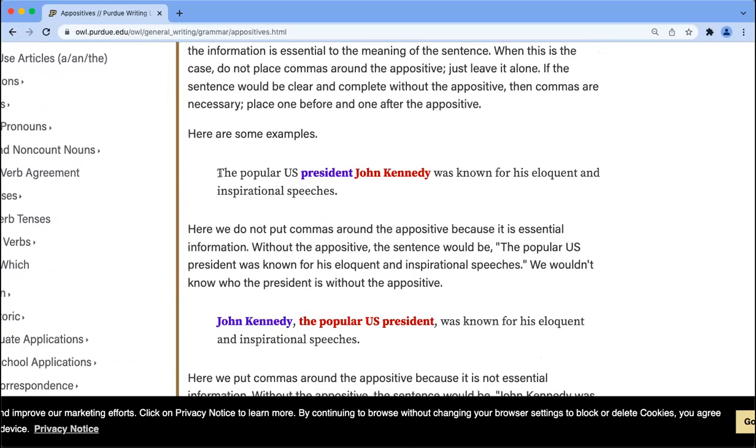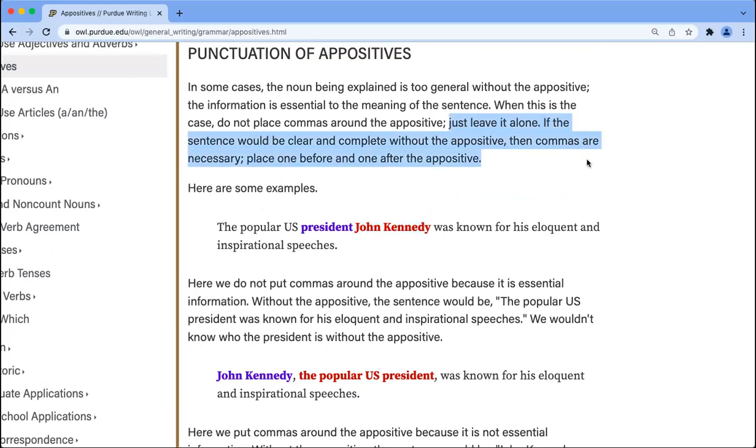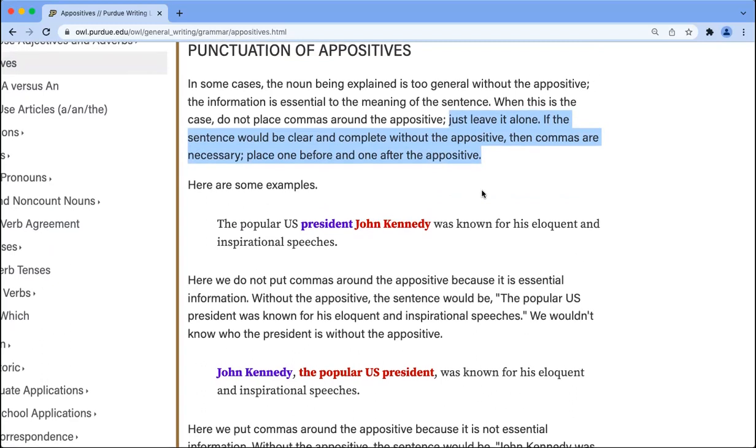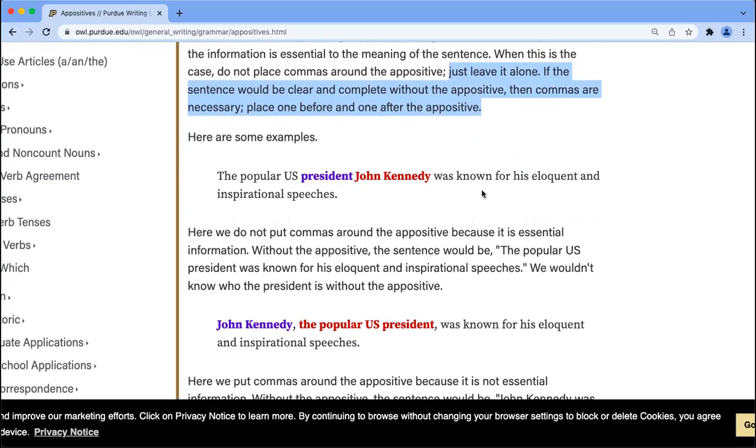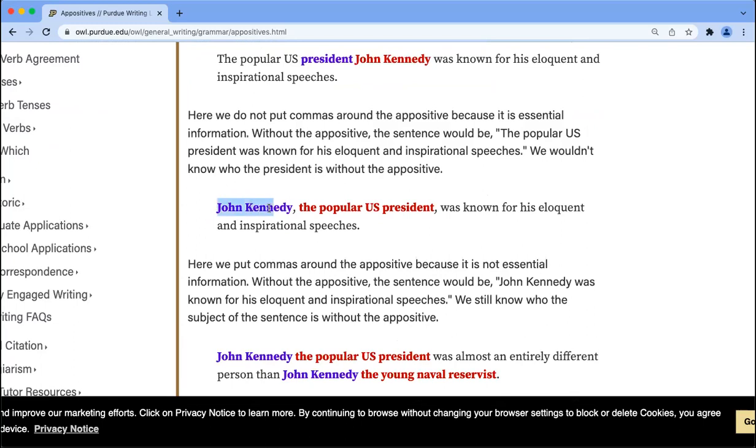In this case, if I say, for example, US President John Kennedy, we just leave it alone if the sentence is clear, because everybody knows the US President John F. Kennedy, which was known for the eloquent and inspirational speech. If the noun is clear, comma might not be necessary. But if I say John Kennedy, and I want to make sure which John Kennedy I'm talking about, just to avoid confusion, I put comma and then say John Kennedy, the popular US president. That is an appositive to clarify.